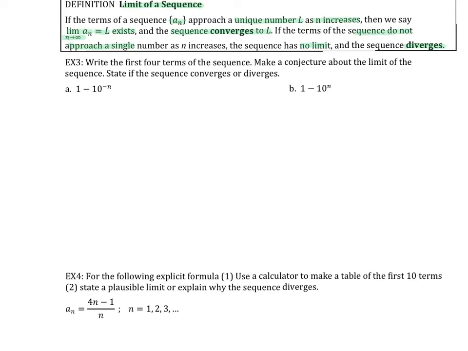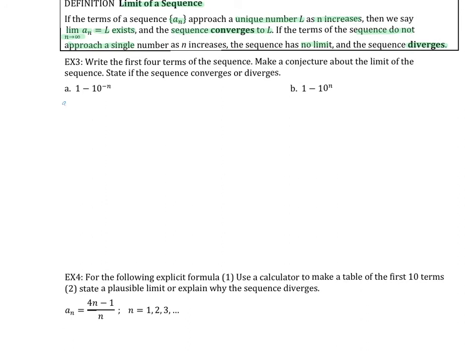So example 3, we're supposed to write the first 4 terms of the sequence and make a conjecture about the limit of the sequence. And then we're going to state if the sequence converges or diverges. So the first 4 terms of the sequence, a sub 1, and I'm assuming here that we're starting with n equal to 1 since it's not stated. That would be 1, and you're going to use your calculator for these. 1 minus 10 to the negative 1, which is 0.9.